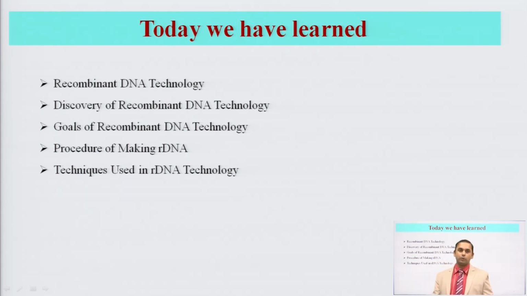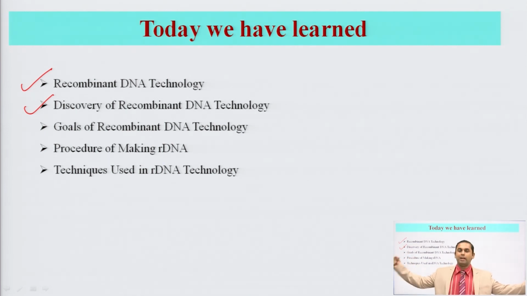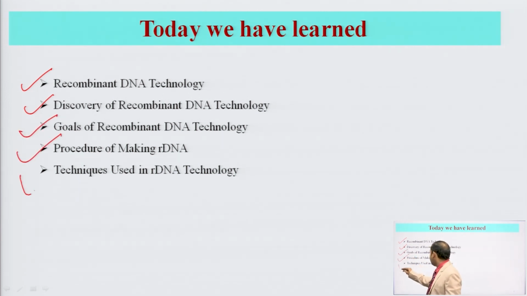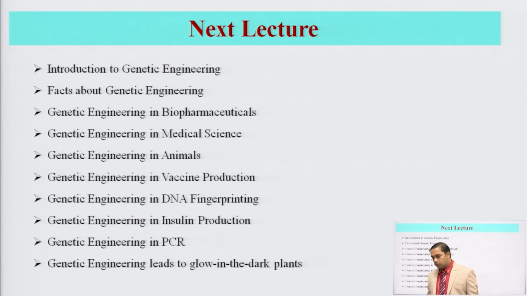So, what have we learned today? We have learned about recombinant DNA technology and at what stage it was discovered. We have seen the entire landscape from Gregor Johann Mendel's hereditary concept to CRISPR, where our rDNA technology was developed, and the story behind that. We also have seen what the goals, procedures, and techniques used are. So these things we have learned.